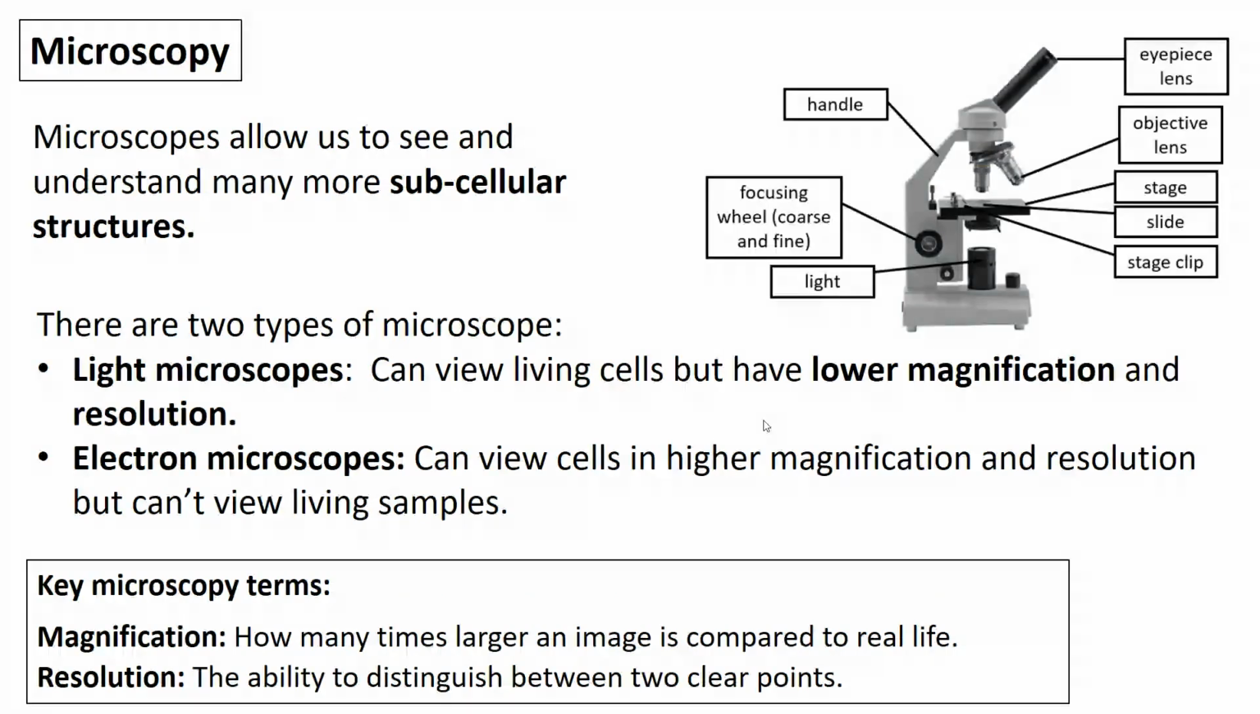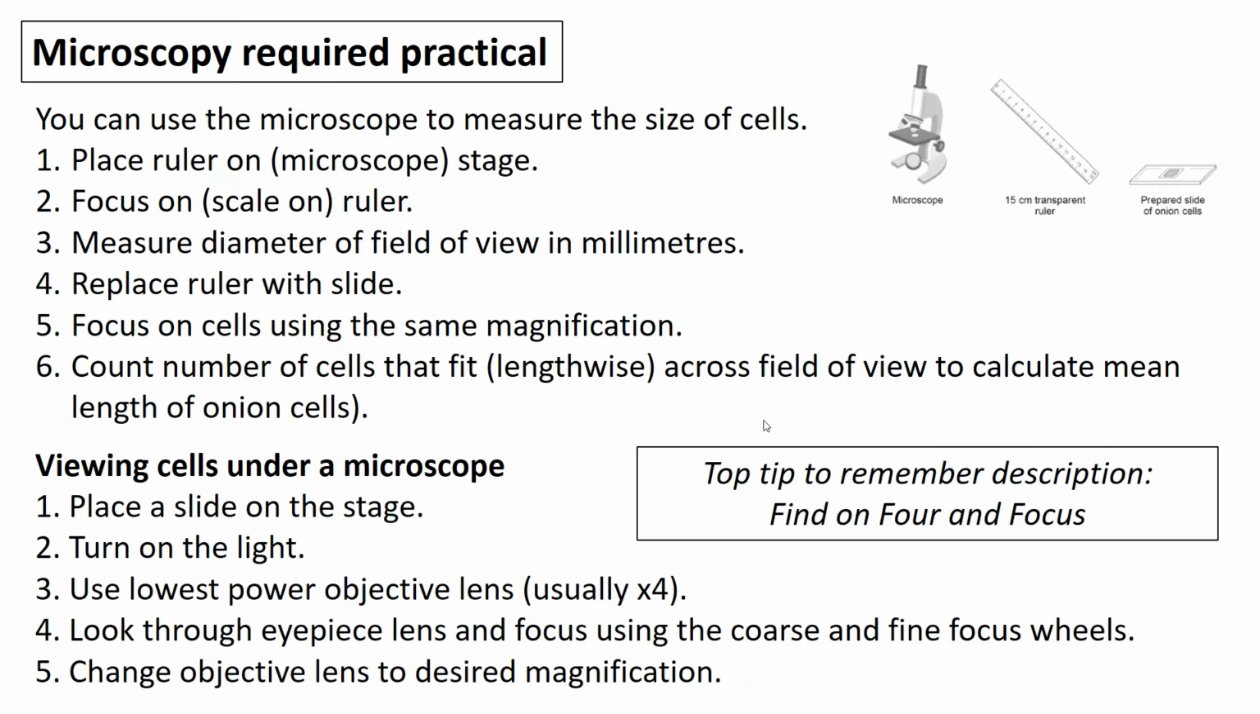Electron microscopes, however, are really useful at seeing those subcellular structures like mitochondria because they've got a high magnification, about 1 million times magnification, and a high resolution, so you can distinguish between two separate parts quite easily. But the drawback is you can't view living samples, and they are very expensive to buy and use.